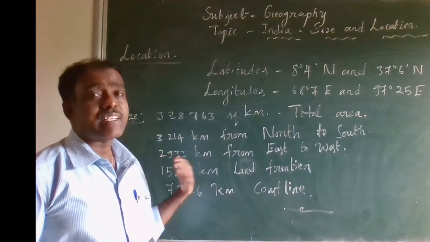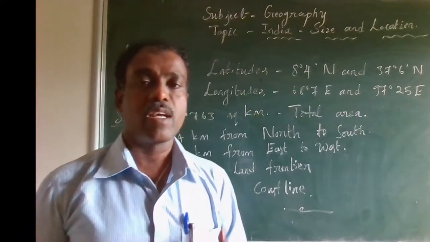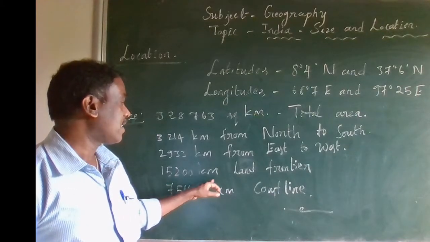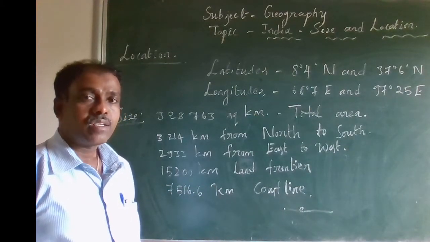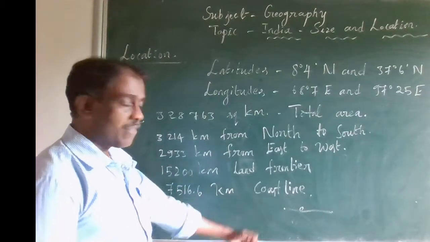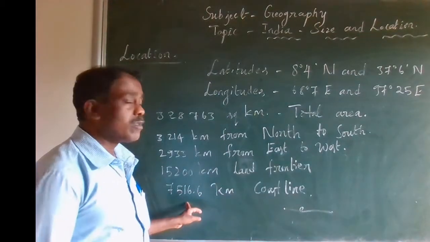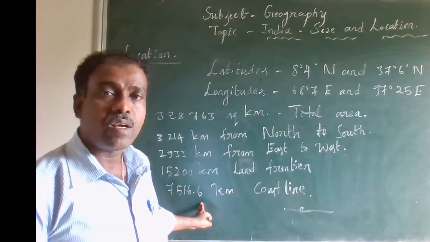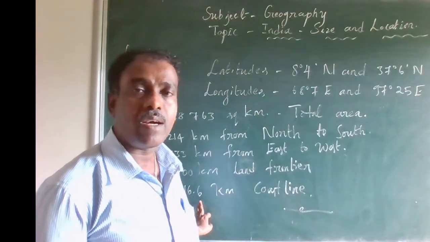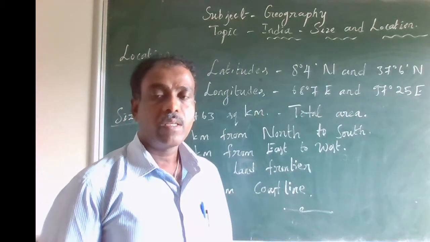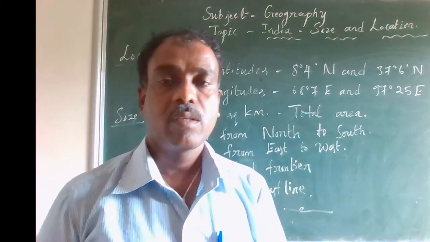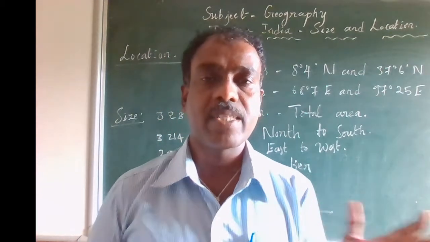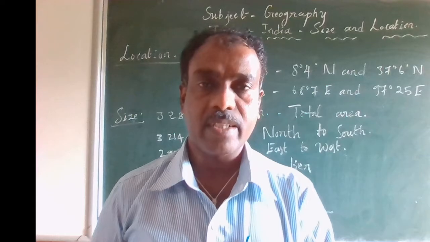The total land frontier of our country is about 15,200 kilometers. And the total coastline of our country is about 7,516.6 kilometers. This is the total length of our coastline. This is about the physical size of our country.